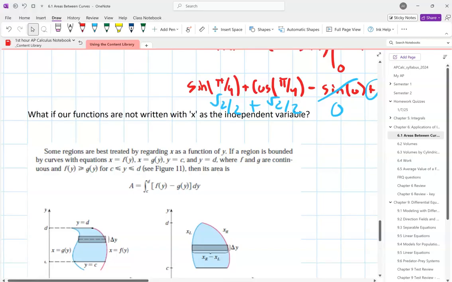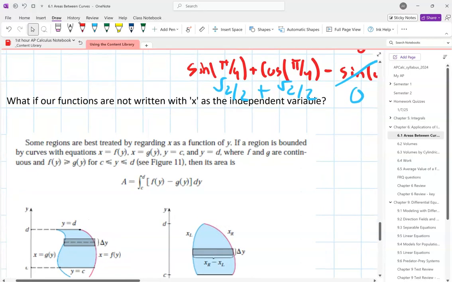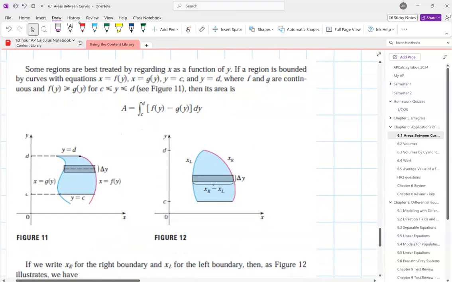All right. What if our functions are not written with x as the independent variable? So some regions are best treated by regarding x as a function of y. If a region is bounded by curves with equations x equals f of y and x equals g of y, with some y equals c and y equals d, those are going to be your bounds of integration. So that's the picture we have here, right? x equals f of y, x equals g of y, y equals c, y equals d. So it's defining that region there.